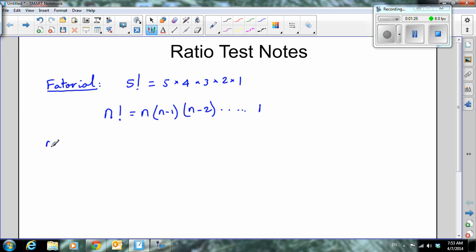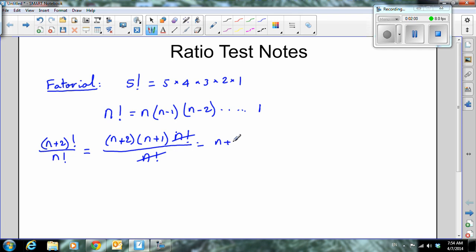So what will be n minus 2 factorial over n factorial? Let's say n plus 2 instead. n plus 2 factorial over n factorial is the same thing as n plus 2 times n plus 1 times n and every other number below n, so it's just times n factorial over n factorial. And if you simplify here, the n factorials will go away and your final answer is just n plus 2 times n plus 1.